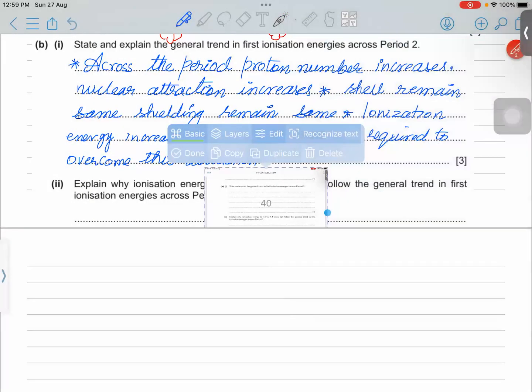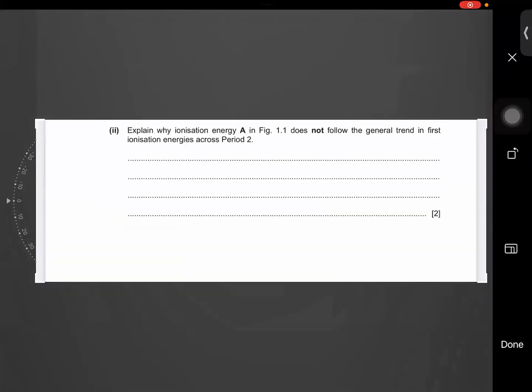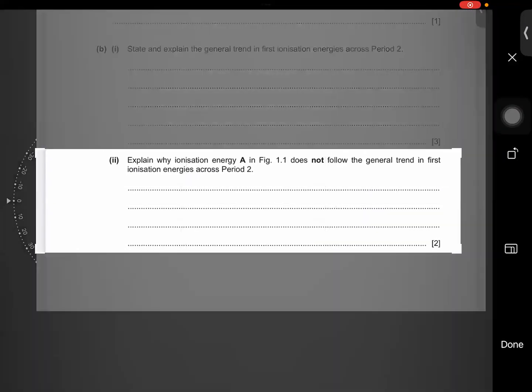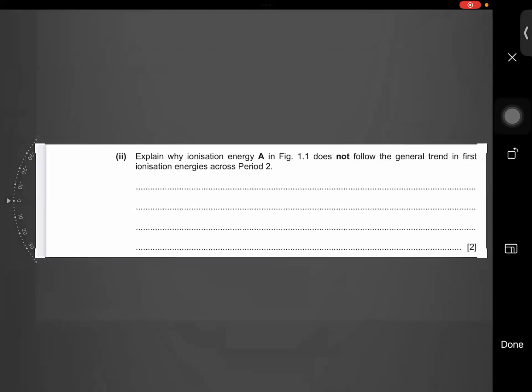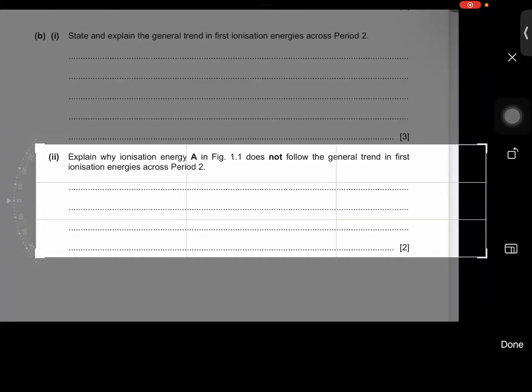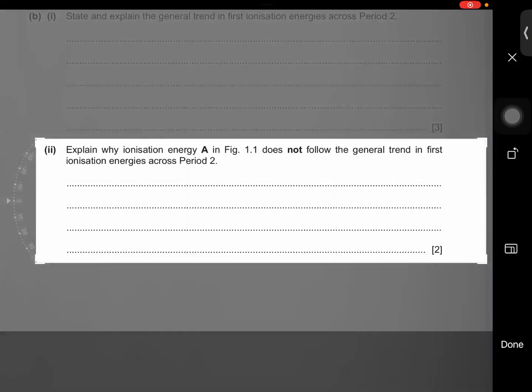Spin pair repulsion. Because in p electrons, if electrons are paired, then less energy is required.